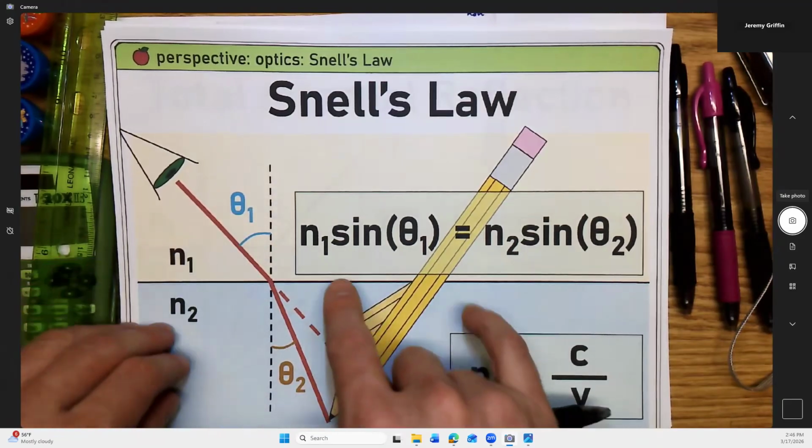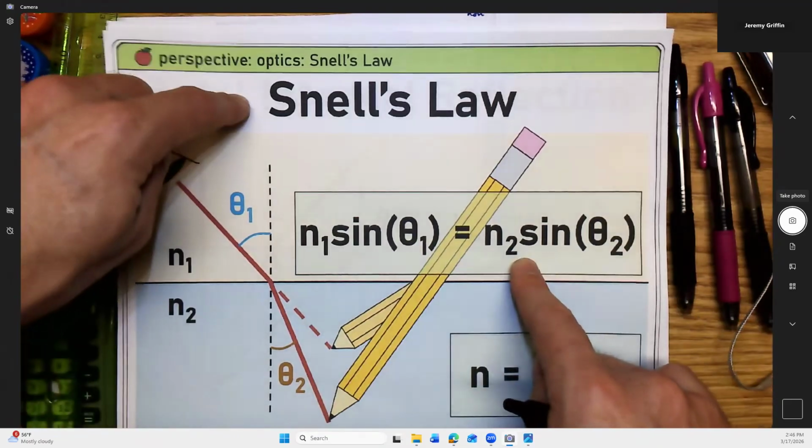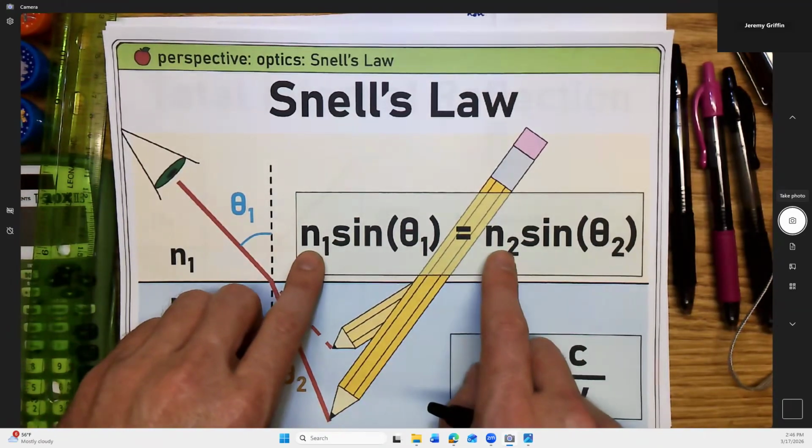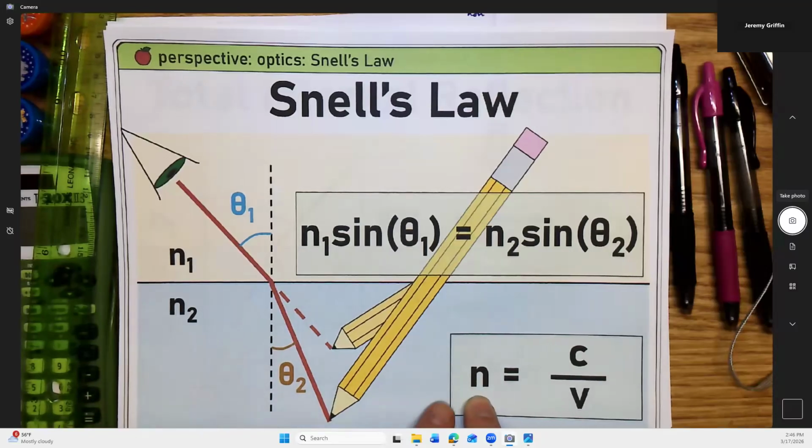I can come up with this expression here, which is called Snell's law. It will tell you exactly what the angle change is going to be. But what is this n right here? This n is called the index of refraction.